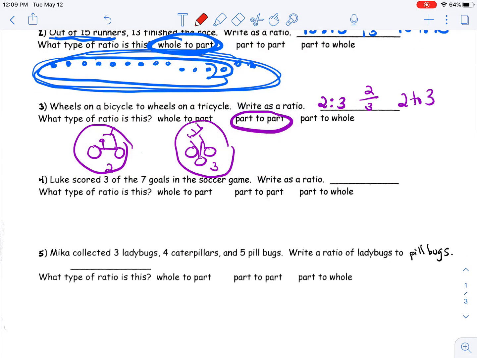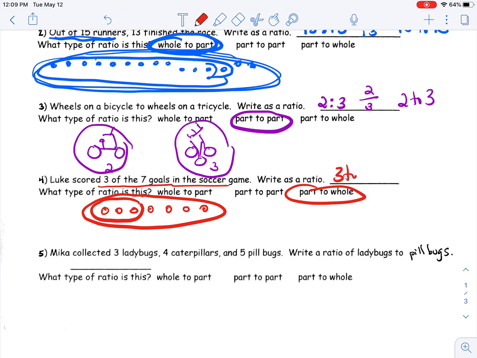Number 4, Luke scored 3 out of the 7 goals at a soccer game. So there were 7 total goals, and he scored 3 of them. So he scored 3 out of 7. So he scored part of the whole. 3 to 7, 3 over 7, 3 to 7.